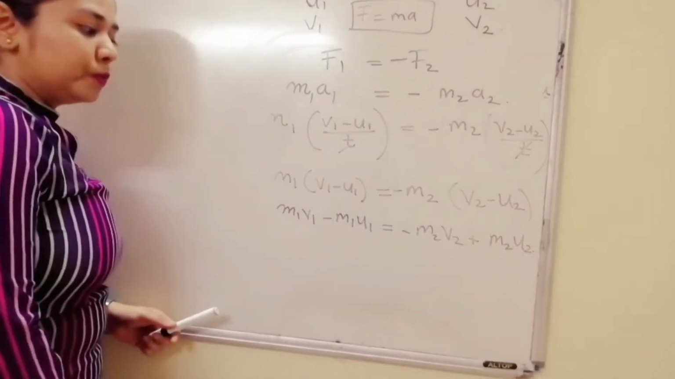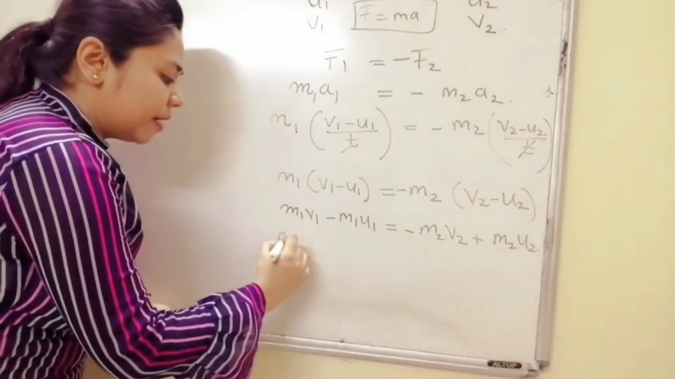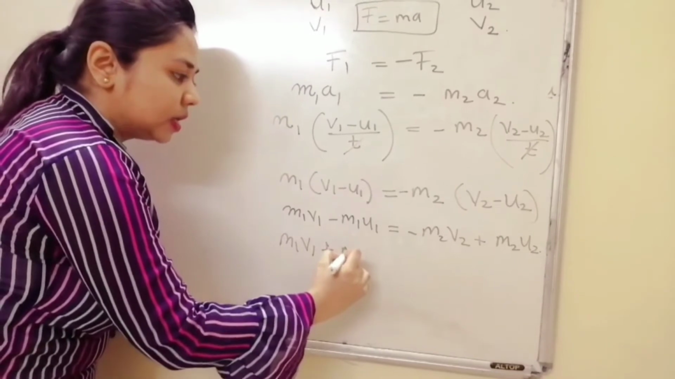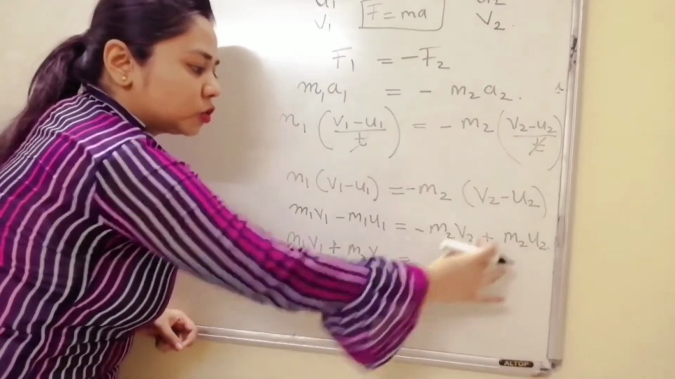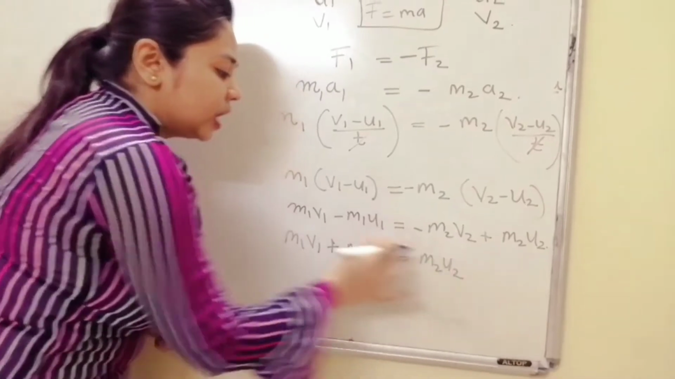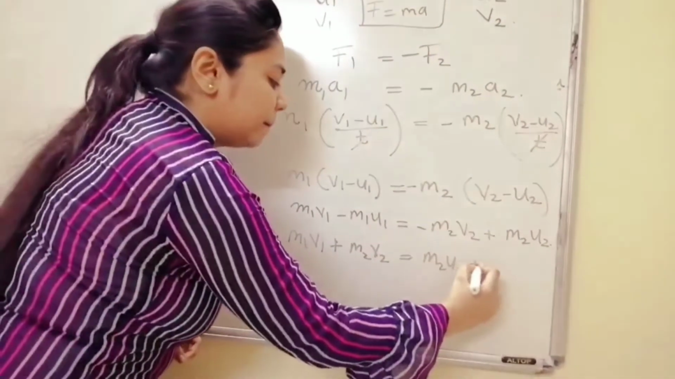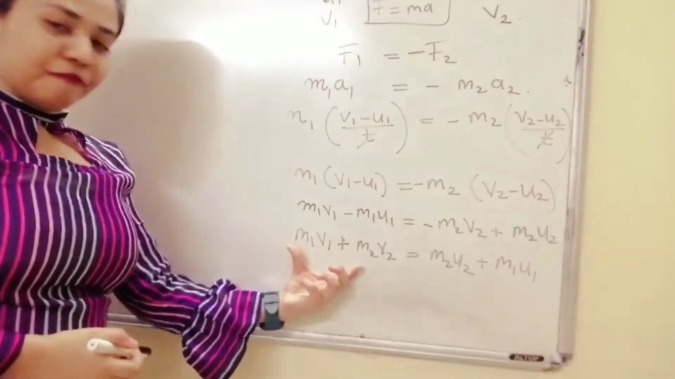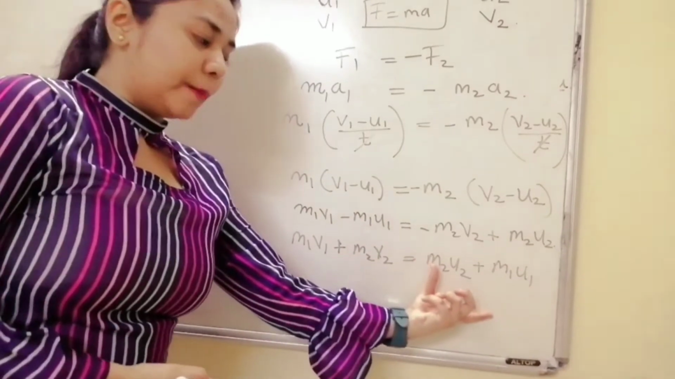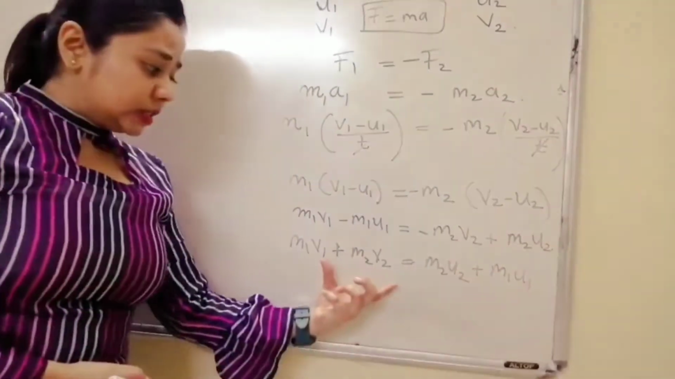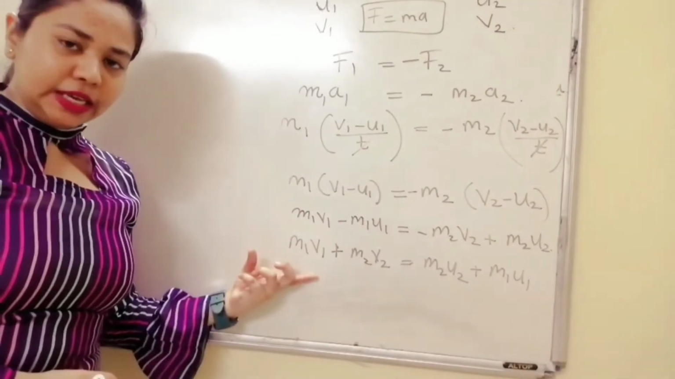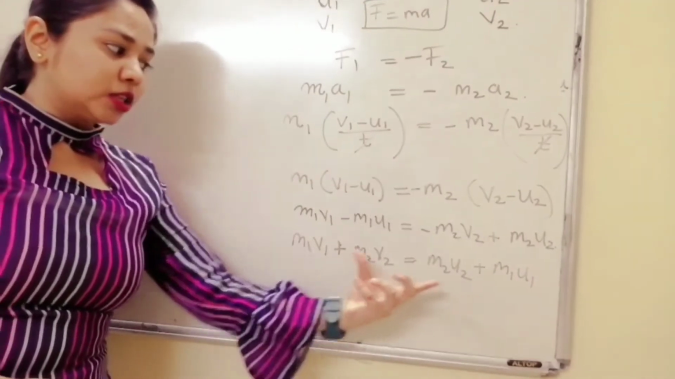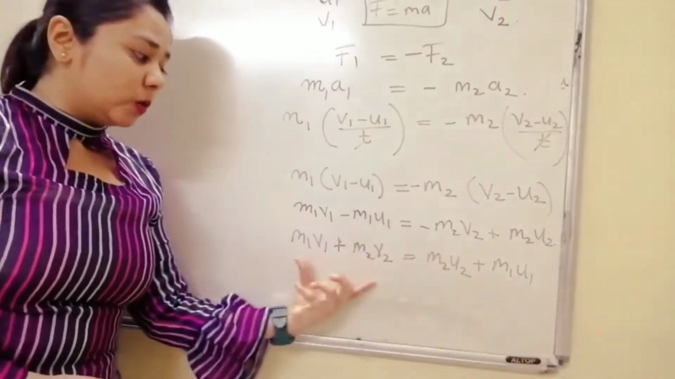Now we rearrange them. m1 v1, this is minus so it becomes plus m2 v2, equals m2 u2 which remains there, and this minus m1 u1 goes there and becomes plus m1 u1. So it comes out to be m1 v1 plus m2 v2 equals m2 u2 plus m1 u1. See, here only the final velocities v are there, and here only the initial velocities of both masses are there. So the initial momentum is equal to the final momentum.